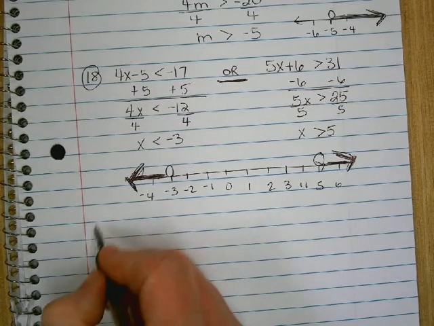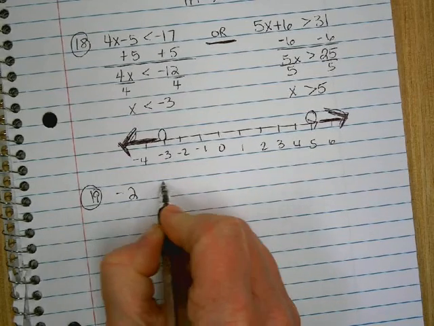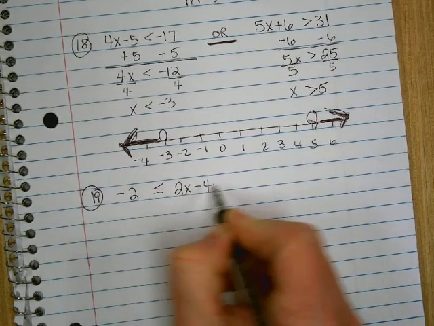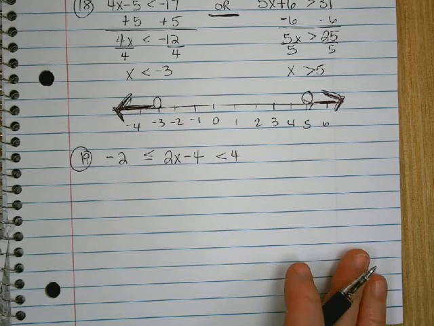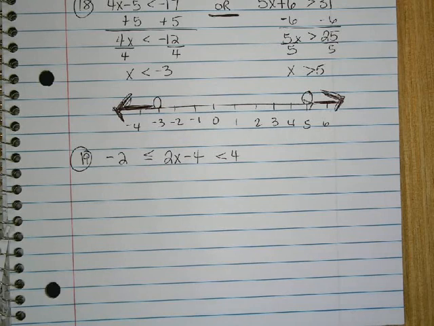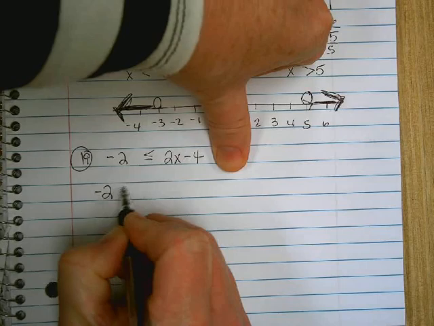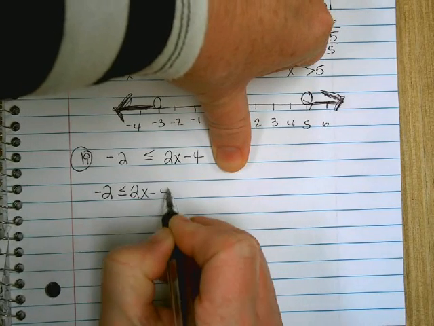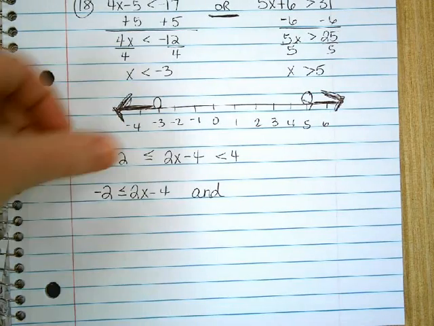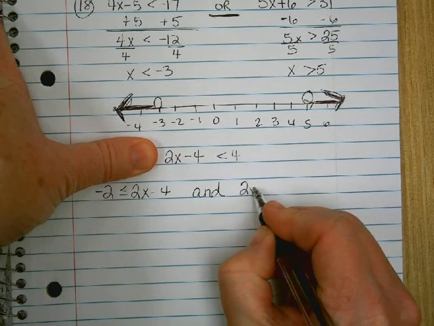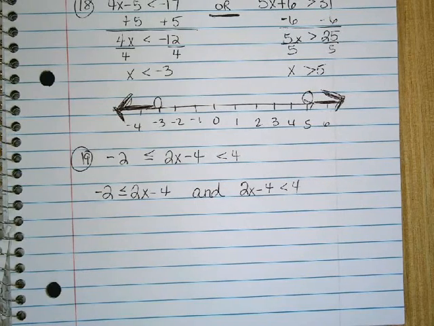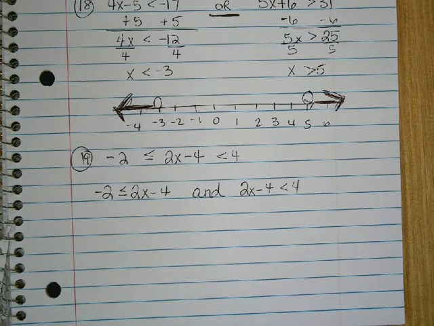Number 19 says negative 2 is less than or equal to 2x minus 4 less than 4. This one's going to be an and problem. When you have two inequalities in the same series, what you're going to do is take the part that's in the middle and use it twice. You're going to put the word and between them. So we're going to start by writing our first inequality. It's going to say negative 2 is less than or equal to 2x minus 4. And then I'm going to cover this part up. 2x minus 4 is less than 4. So we have to satisfy both of these inequalities at the very same time.